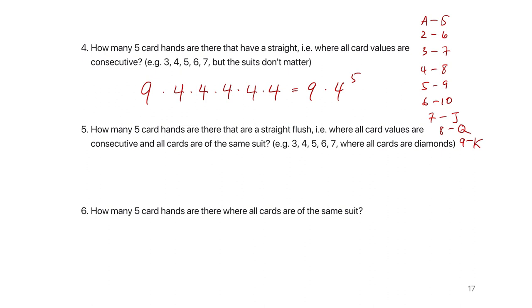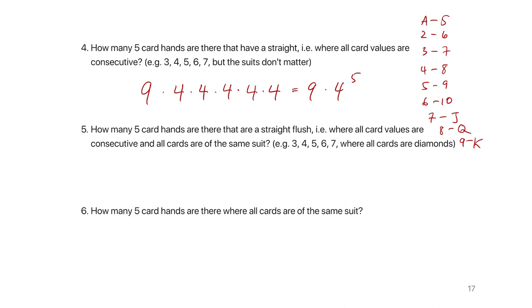Is that okay? So we first figured out the number of straights that exist, and then for each of them, there's 4 to the 5 ways you can assign the suits to those cards. Is that okay? Okay, and the number 5 is an extension of this.